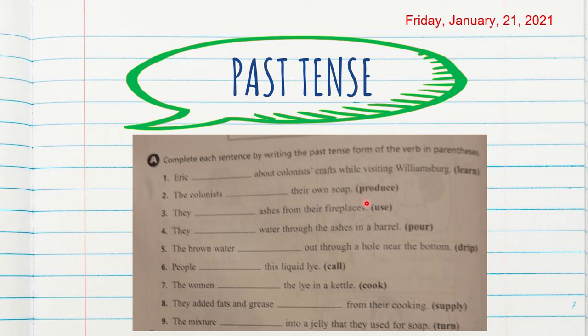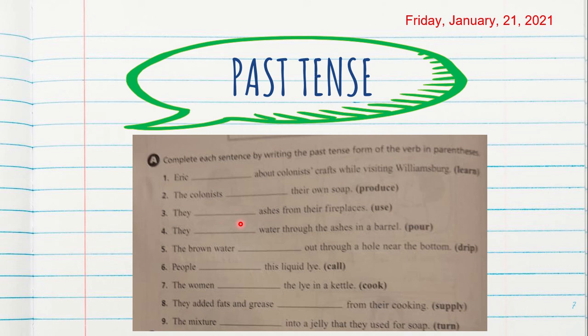Eric blank about colonist class while visiting Williamsburg. And the verb is learn. And we add ed, learned. Okay? The colonists blank their own soap. Produced. This ends with e, you drop the e and add ed. Produced.